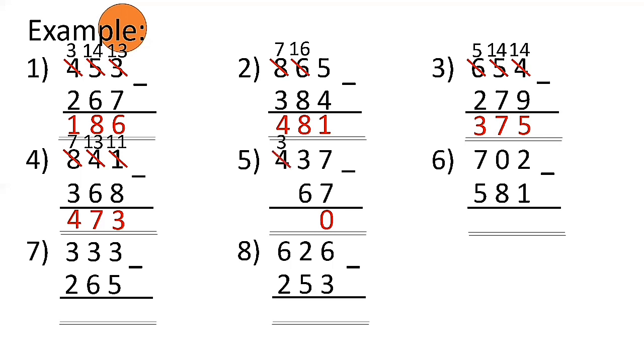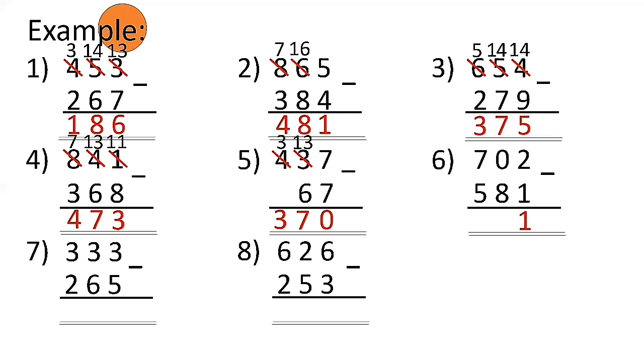Cancel 4 becomes 3, and 3 becomes 13. 13 minus 6, that is 7. And bring down 3. So our answer is 370. Number 6, 702 minus 581.